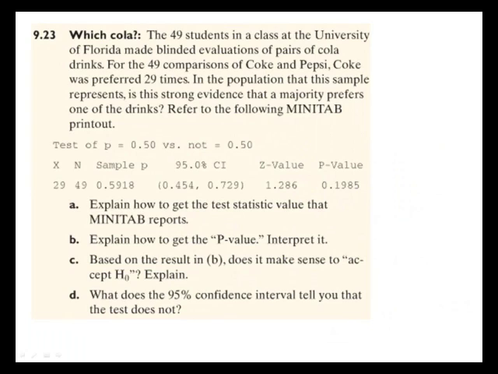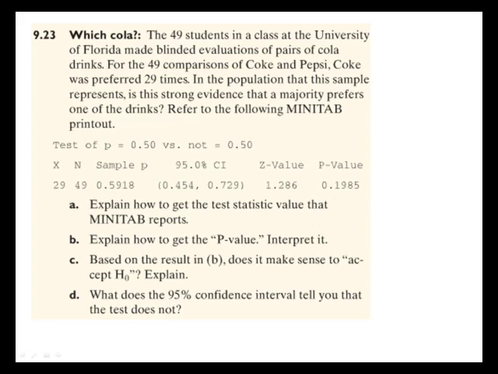Here we've got something relevant to what you're probably into right now with doing the Minitab stuff. We have 49 students in a class at the University of Florida who did blinded studies for cola. 49 compared Coke and Pepsi, and Coke was preferred 29 of those times. In the population that this sample represents, is this strong evidence that a majority prefers one of the drinks? And this is actually the Minitab data with those results.